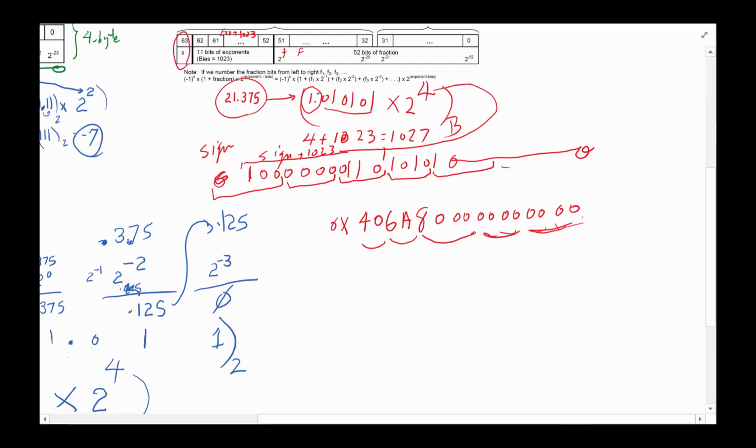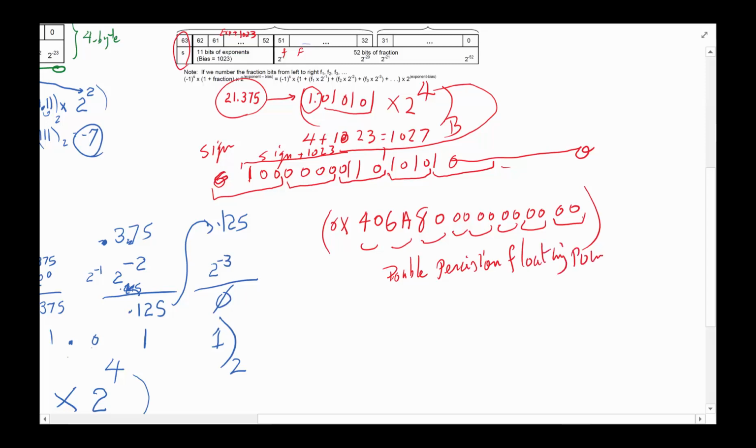I need to work on my counting. Let's go back and recount. Here's 1 byte, 2 bytes, 3, 4, 5, 6, 7, 8. This is the right representation of a double precision floating point representation of 21.375 in decimal.